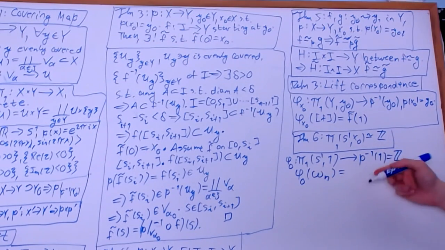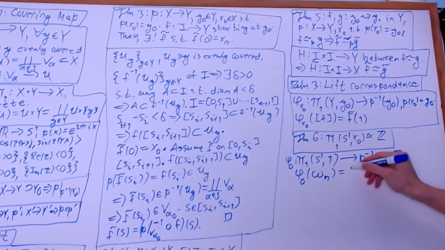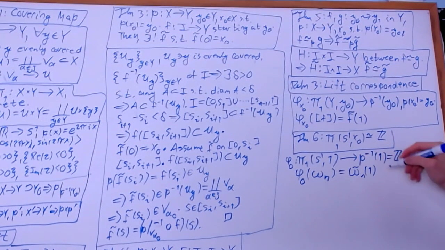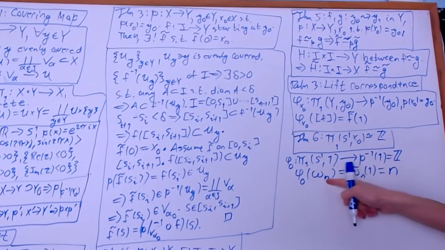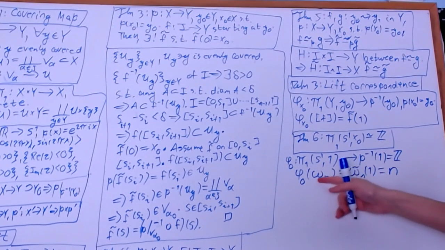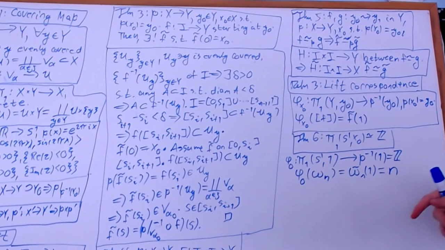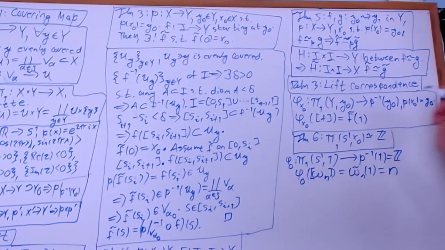And so phi 0 of omega n is going to be equal to, by definition, omega n tilde of 1. And if you remember, it ends at n. And because this type of function can be defined for any such n, you will be able to get out any integer from these. And so phi 0 is surjective, because any integer can come out the other end. And I'm sorry, this should be the equivalence class on omega n.